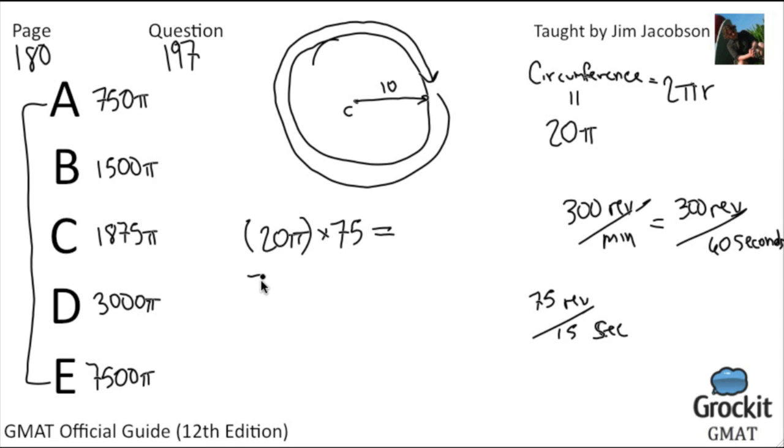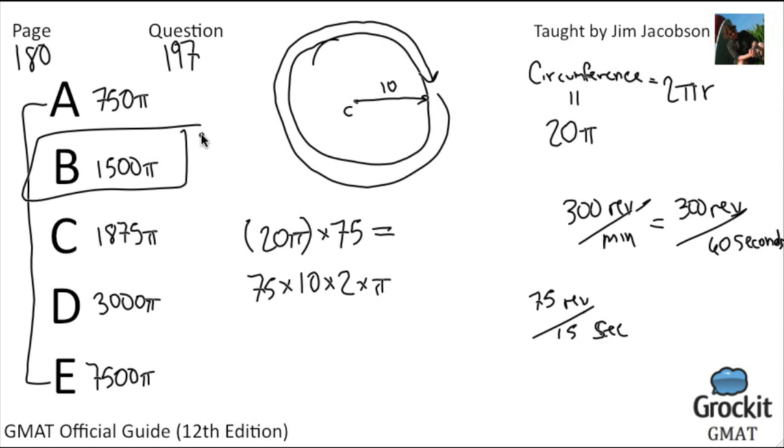That's 75 times 10 times 2 times pi. So 75 times 10 is 750, times 2 is 1500 times pi. 1500 pi is our answer. That's a lot of times around the fan.